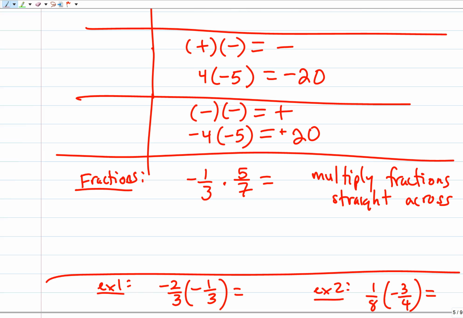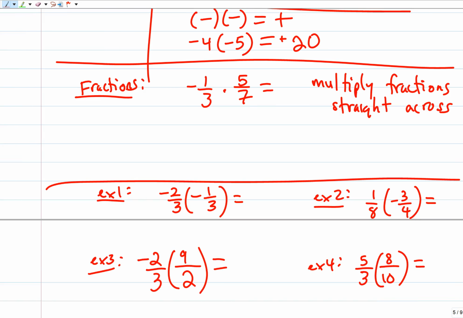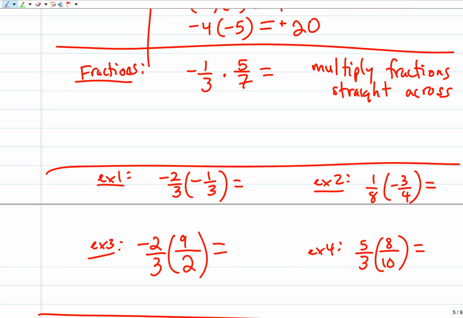What if it's a fraction? Right? Run for the hills? No, we dealt with that already. What is -1/3 times 5/7? You can put that in your calculator and hit enter. I also know to multiply fractions, we multiply straight across. So what is 1 times 5? What is 3 times 7? And it was a negative times a positive, which is what?